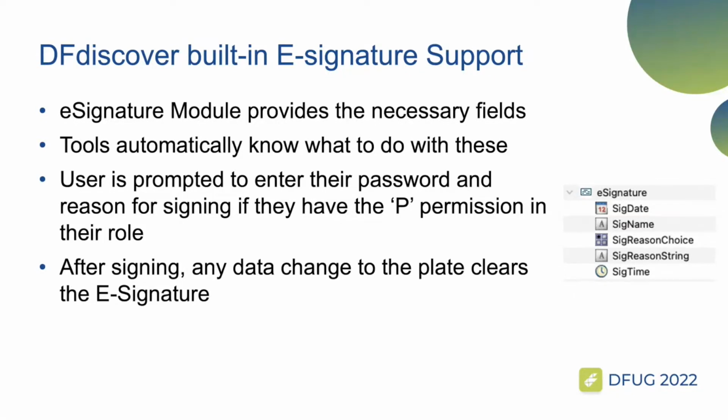So when you go into DF Explorer or DF Web or DF Collect, and you have the appropriate permissions, then when you sign off the record, it'll ask you whether you want to sign it and fill in those signature fields. You need to have the P permission in your role, and after signing, any data change to the plate clears the e-signature. So if somebody else comes in and changes a data value, then it clears the e-signature. That's totally automatic. There are no edit checks or anything required for that functionality.